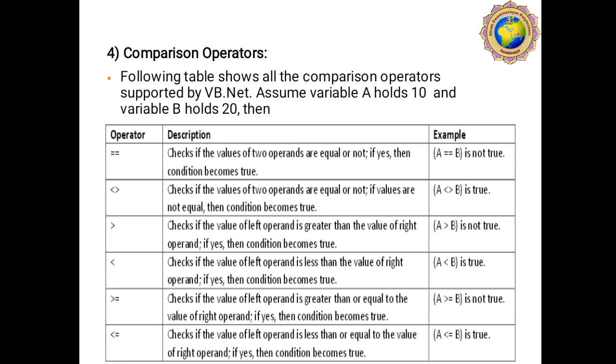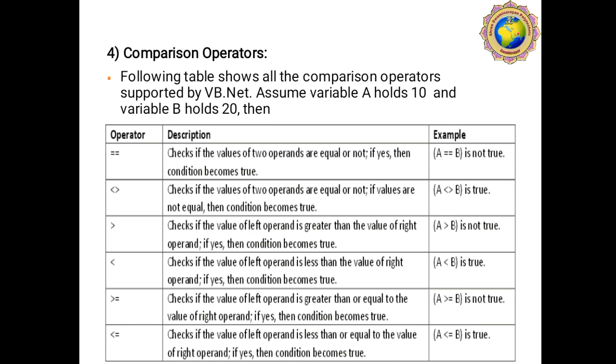So here the given answer is not true. Same, check if the value of left operand is less than the value of right operand. If yes, then the condition becomes true. So here we have to perform the less than operator. A less than B means 10 less than 20. Here the condition is satisfied, so the answer is true.